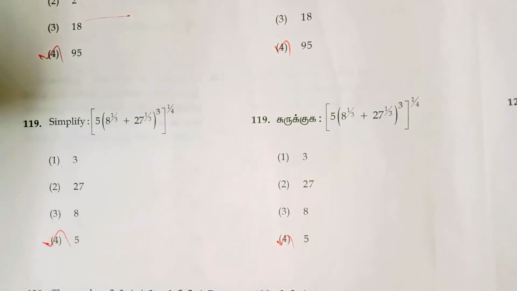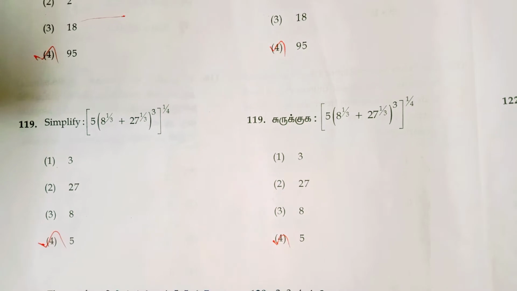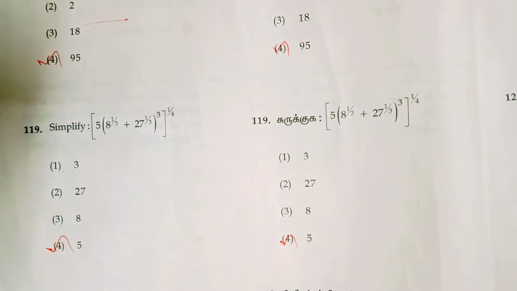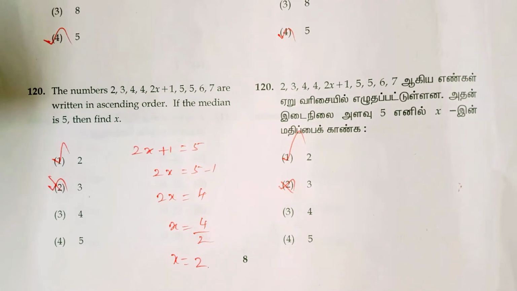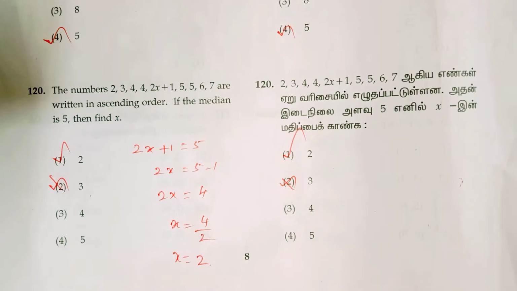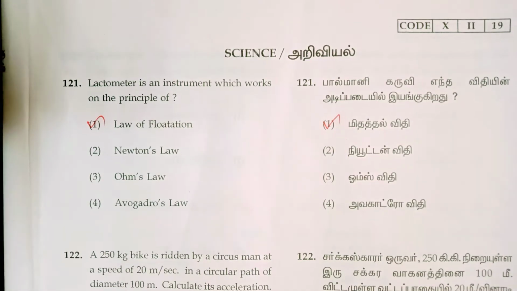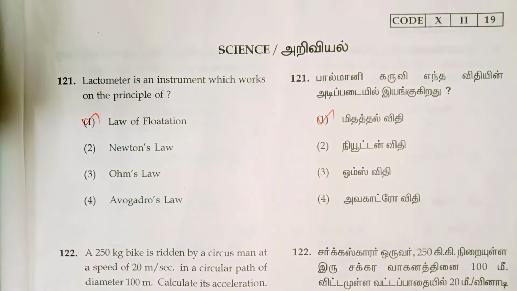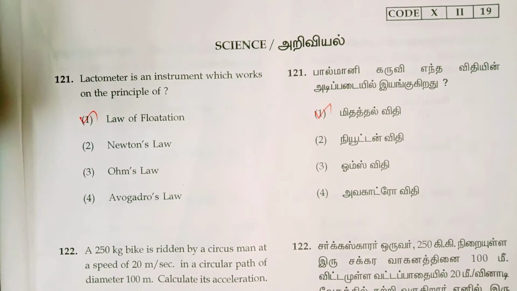If 9x plus 7 and 2x plus 9 are the factors of the quadratic polynomial, then the coefficient of x is 95. Simplify (5 into (x power 1 by 3 plus 27 power 1 by 3) whole power 3) whole power 1 by 4 is 5. The numbers 2, 3, 4, 4, 2x plus 1, 5, 5, 6, 7 are written in ascending order. If the median is 5, then 2x plus 1 equals 5, so x equals 2. Lactometer is an instrument which works on the principle of law of flotation.